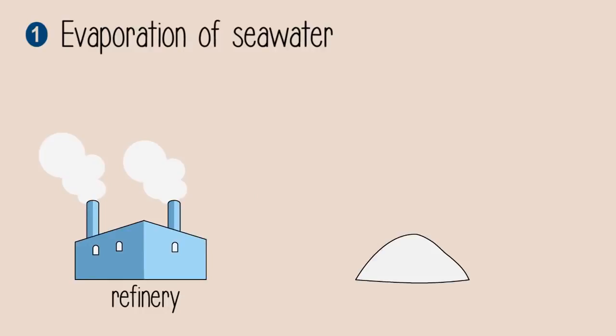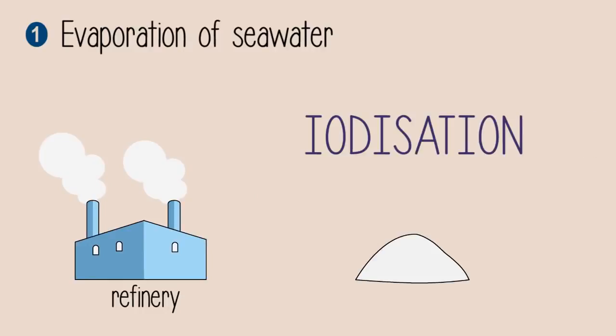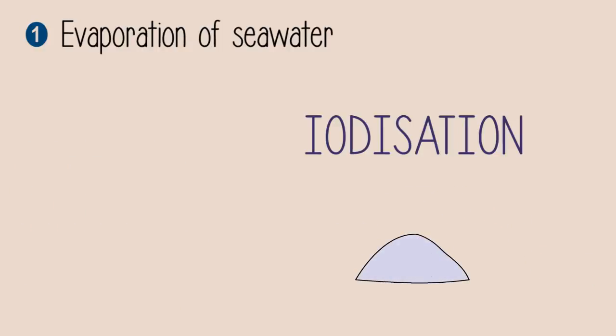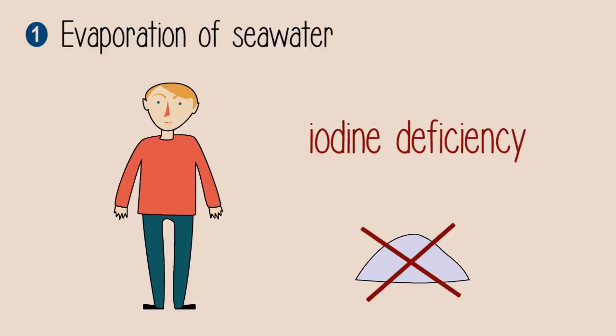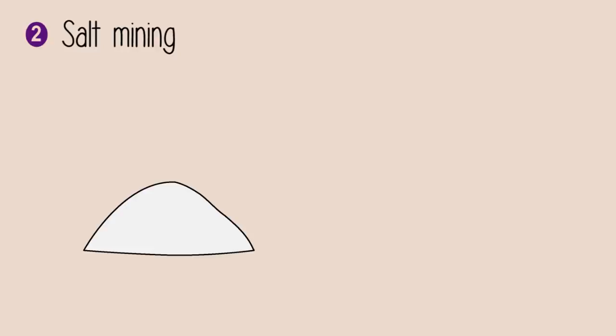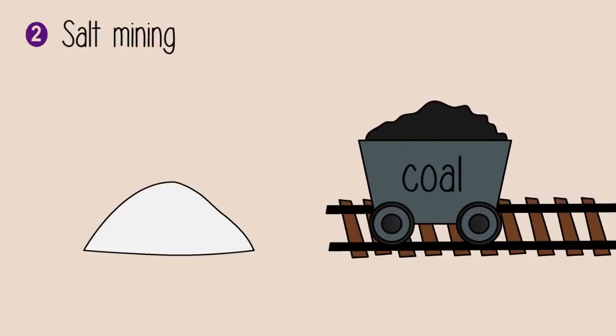A crucial step in the refinery process is iodization, or the addition of iodide ions. This iodized salt is important for our health because iodine deficiency can lead to enlargement of the thyroid glands, forming a goiter. Salt can also be mined in the same way that coal is mined.